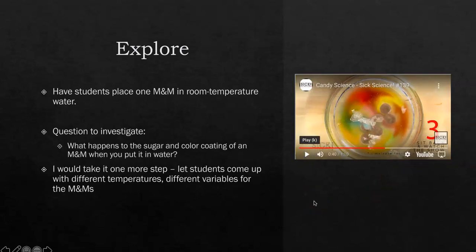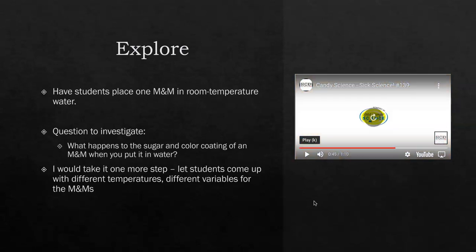So this is the explore part. This could be you modeling. It could also be them doing this as well. But what I'd like you to think about is you now need to have your students writing down their observations of what happens to the sugar and color coating of an M&M when you put it in water. And also this is when you start getting them to think about things. I would take it one more step. Let students come up with different temperatures and different variables for those M&Ms, or start to really think about why this is happening.